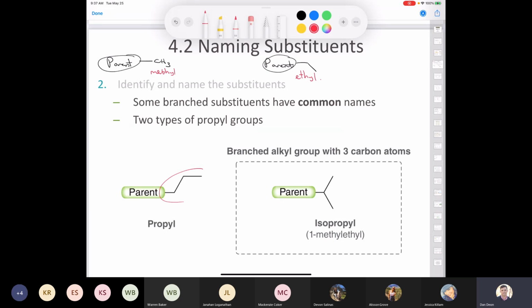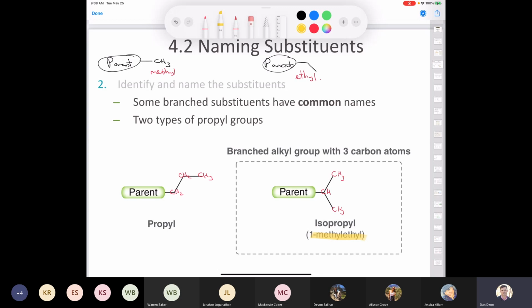But once you get to a propyl, 3 carbons, there's 2 possible ways to arrange it, okay? You can have it just straight like this, 1, 2, 3, or you can have them branched like this, where you have this carbon with 2 CH3s coming off of it. So here we have a CH and 2 CH3s coming off, whereas here we have CH2, CH2, CH3. And when we have it like this, we call that an isopropyl. So propyl and isopropyl. This is the IUPAC way of doing it here, 1-methylethyl.